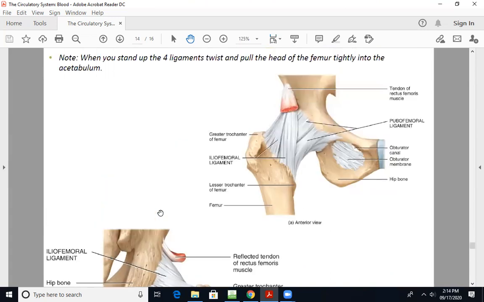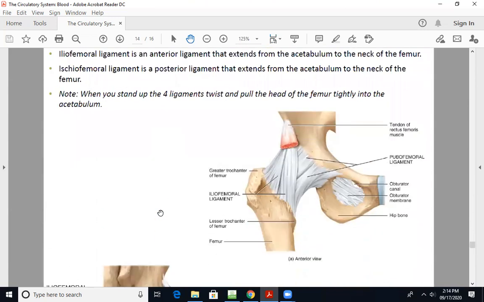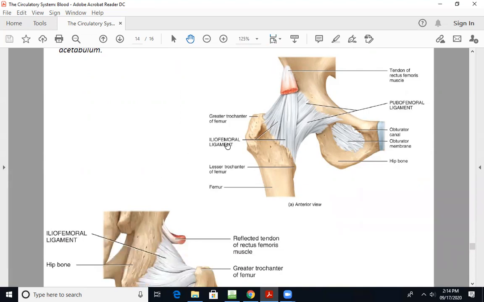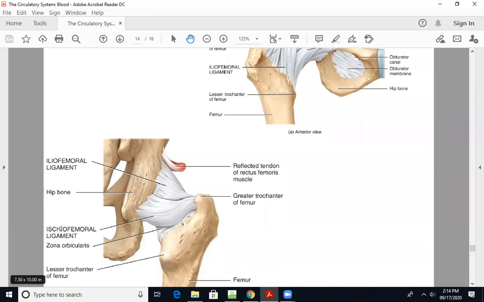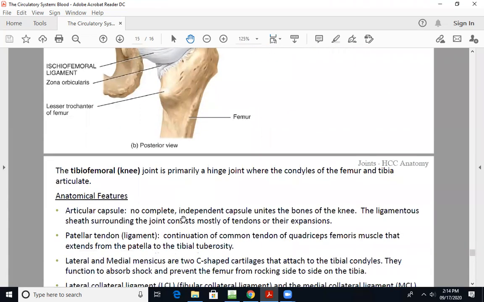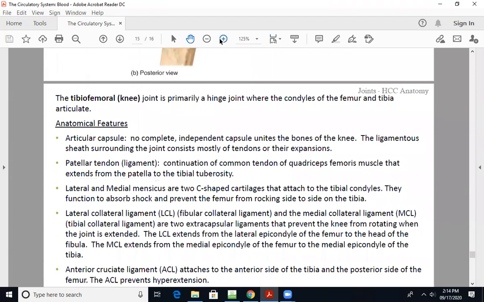Okay. Those ligaments are the strongest ligaments in the body, and when we stand up, they twist and pull the head of the femurs tightly into the acetabulum, making sure that we have great hip stability. So, as far as the images go, you've got the things already labeled for you in all caps. Just two things in each picture, so hopefully nothing too crazy or too hard.